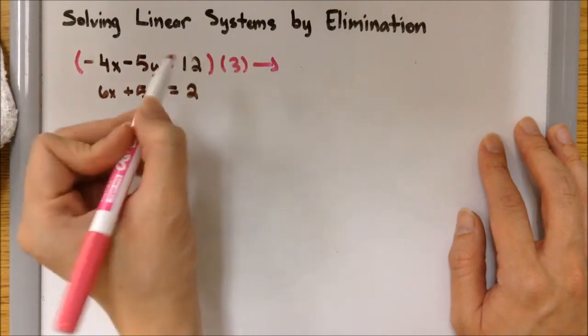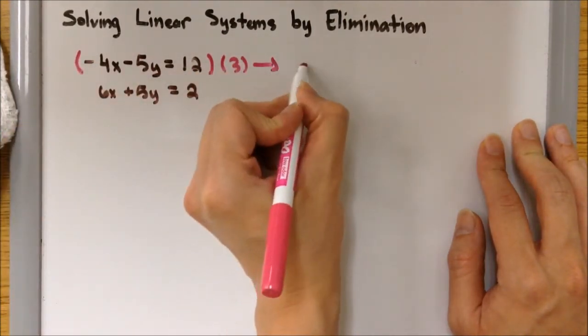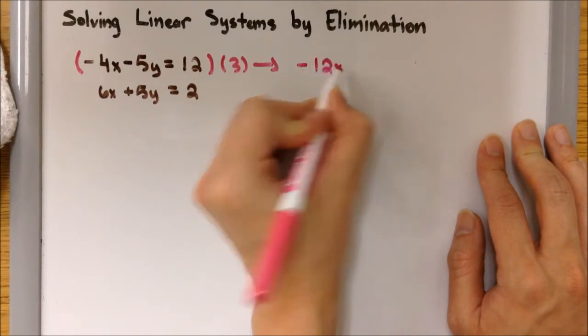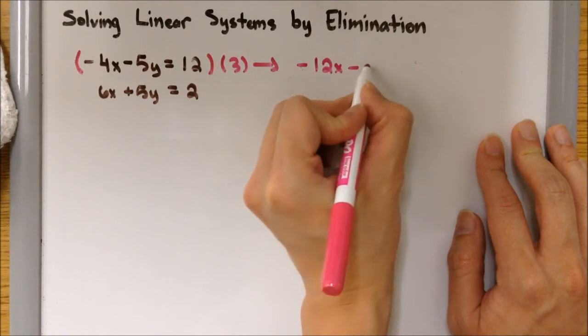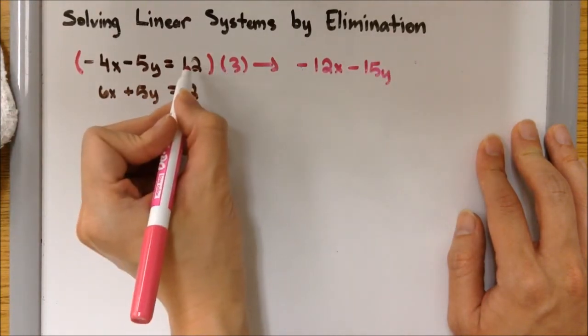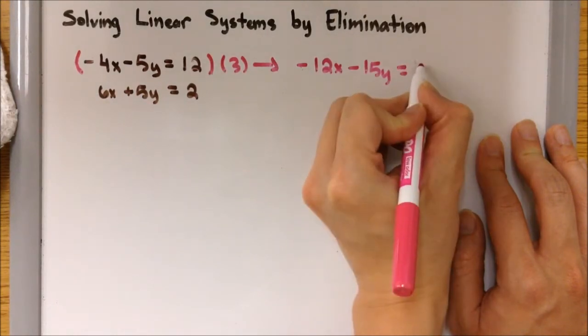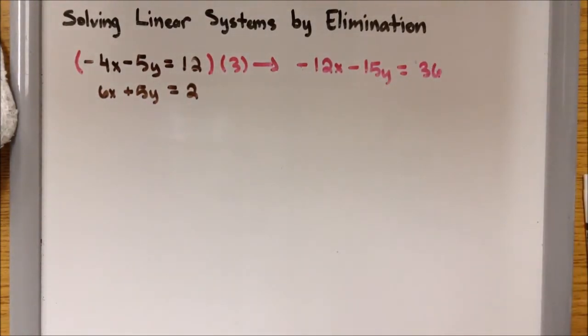When I multiply, I'm multiplying the whole equation. So 3 times negative 4x will be negative 12x. 3 times negative 5y will be negative 15y. And then 3 times positive 12 would be a positive 36. So that's our new first equation.